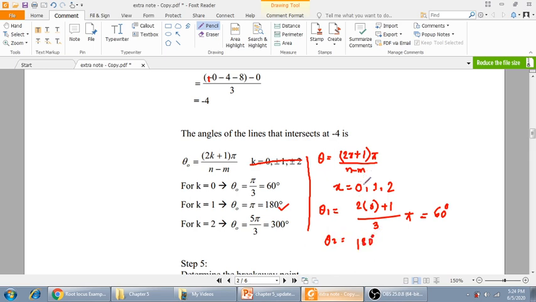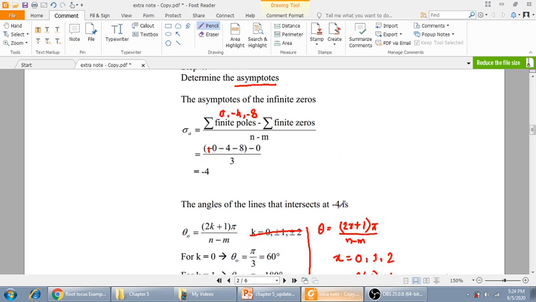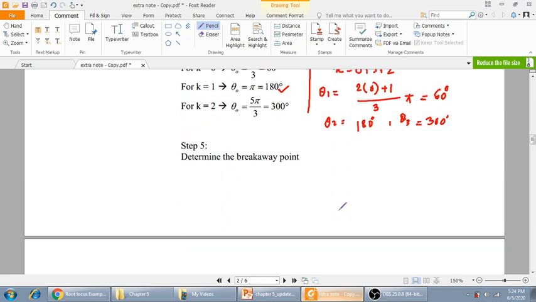For theta 2, you have to consider the value of x here is 2, and the next one is theta 3. Then you will get 300 degree. In order to find theta 3, you have to replace the value of x here with 3. It's like that. It's very simple. So we know the angle, and also we know the intersection point. Okay. Then number 5 is determining the breakaway point.